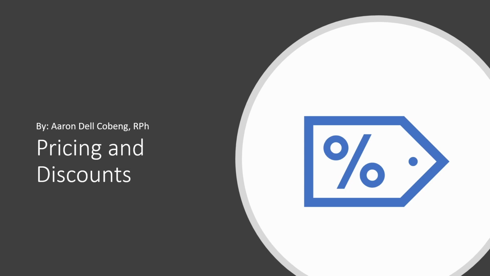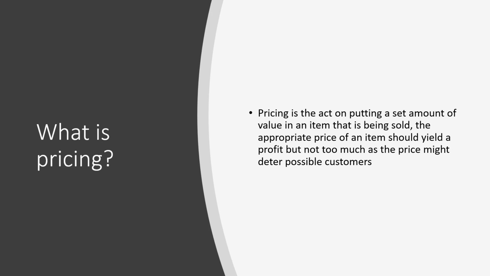So let's start with price. Pricing is the act of putting a set amount of value on an item that is being sold. The appropriate price of an item should yield a profit, not too much that it deters customers, and not too low that you might not make enough in your monthly revenues. The appropriate price for any item is actually up to you. It mainly depends on your market settings, where you are located, or your competitors. So it's a very variable thing that you need to decide for yourself.